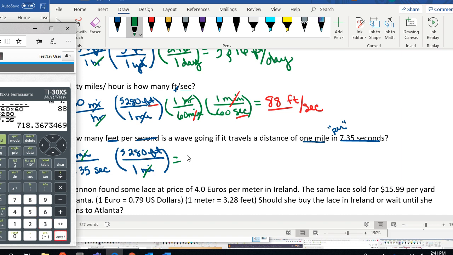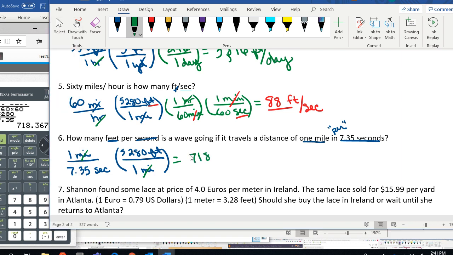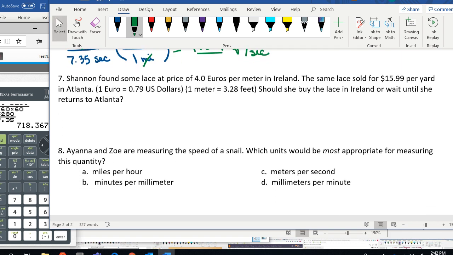All right, 718.4 feet per second. It didn't tell me how many decimals to take it to, so I'm going to leave it at that. I'll always keep a decimal usually unless it tells me to take it to the nearest whole number. All right, moving on down the page.